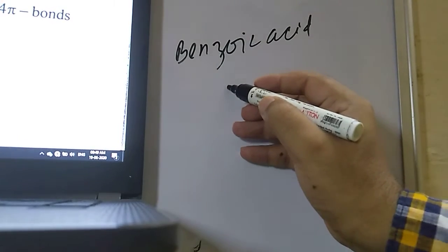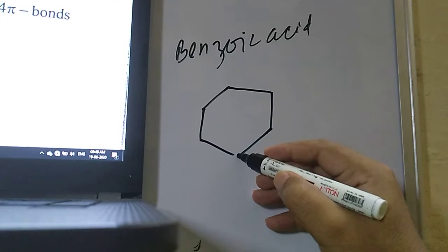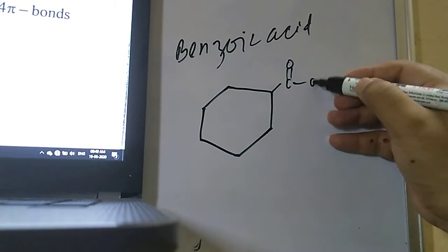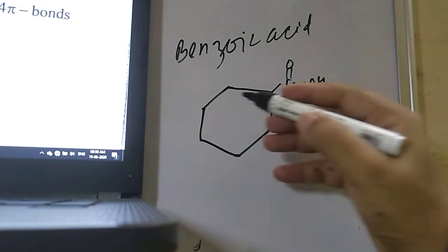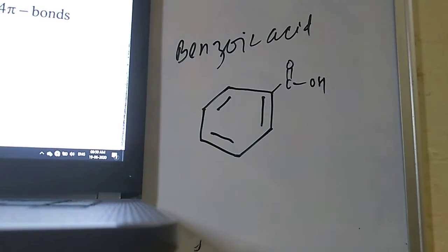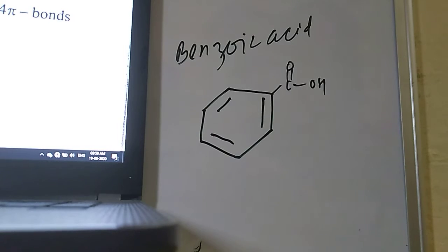So the formula of benzoic acid is like this. Here is C double bond O, and here is OH. This is benzoic acid, with alternate single and double bonds in the ring. Dear students, you know the valency of carbon is 4. So check how many bonds are there. 4 bonds are required for each carbon.